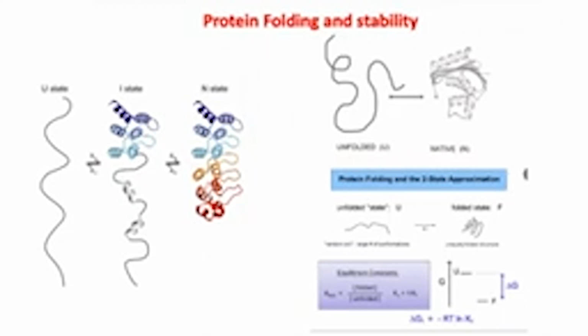I need you to conceptually understand that the ribosome makes a polypeptide. It goes through intermediate forms. It forms a native state. The native state is the functional state. And we have ways to measure how stable a protein is.